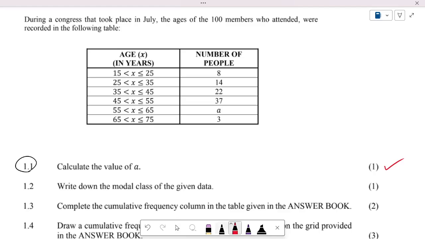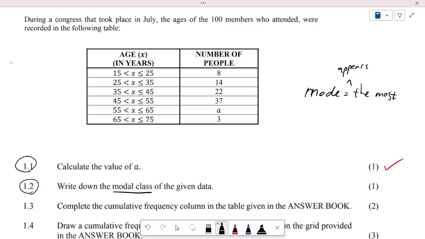The next question is 1.2, another easy one. It says write down the modal class of the given data. Modal is just another way of saying mode, which means the one that appears the most.